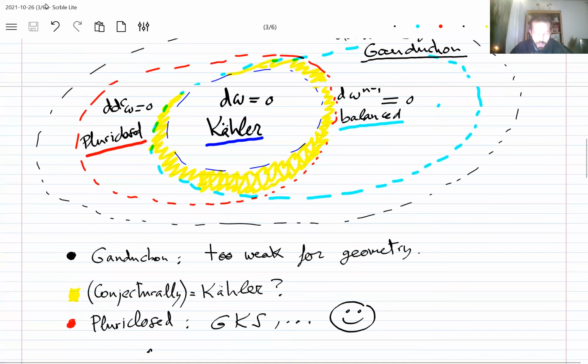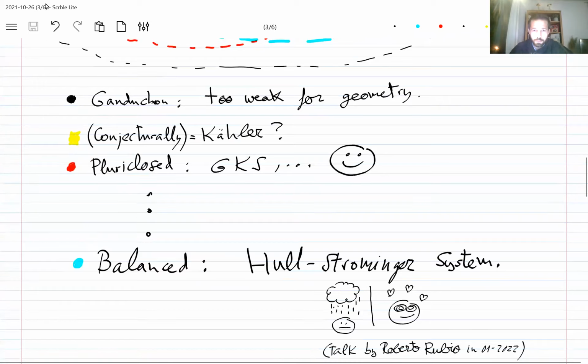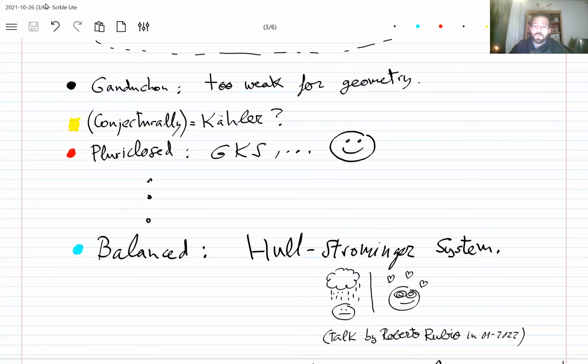So looking at pluriclosed metrics which are somehow canonical is something which I guess makes everyone in this audience happy, because it has to do with generalized Kähler geometry, generalized Ricci flow, and so on. But on the other hand, the balanced condition is somehow more mysterious and more subtle. It relates to the so-called Hull-Strominger equations. And when people typically hear about this, either they love it or they just dislike it. But actually, we'll have a talk about this, I believe, by Roberto in January.